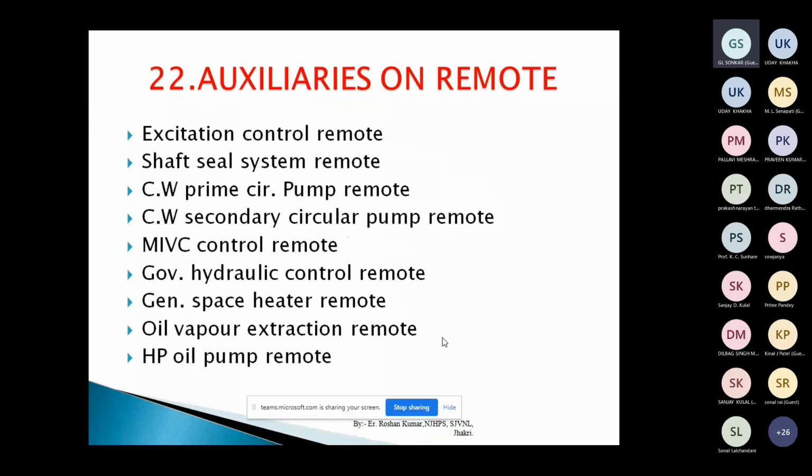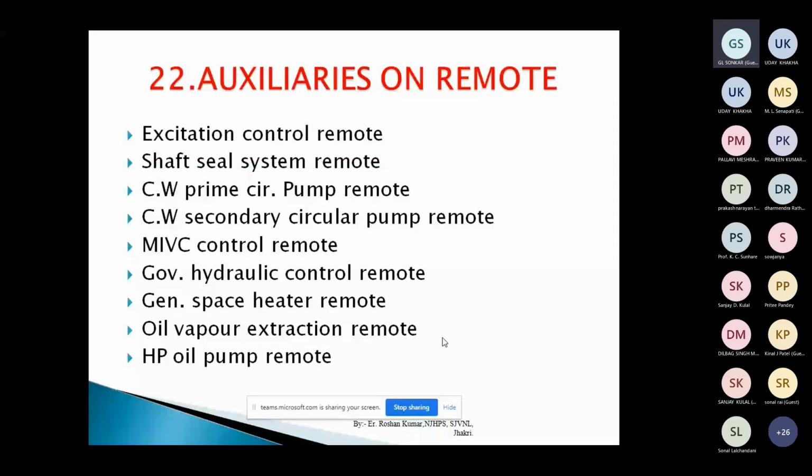Auxiliary means some of the auxiliaries are in remote. So what are the auxiliaries you are assessing through remote? Excitation panel, they are in remote. Then shaft seal system, they are in remote. Then cooling water system also, they are in the different floor. Then MIV control, they are in the different floor. Then space heater, different floor. Then oil vapor extraction pump. Then the oil pump, they are in remote. Remotely we are assessing these auxiliaries.